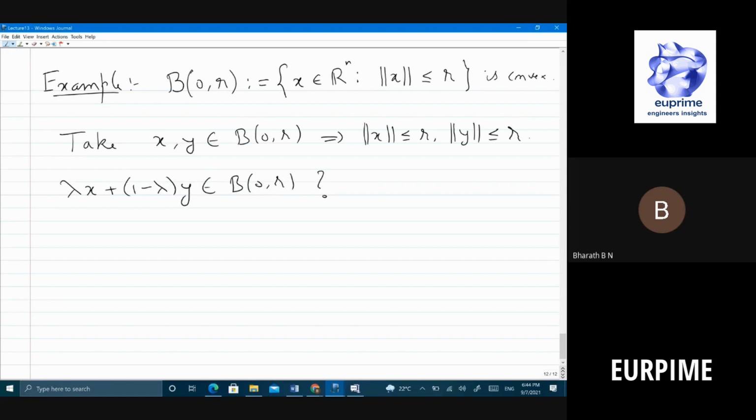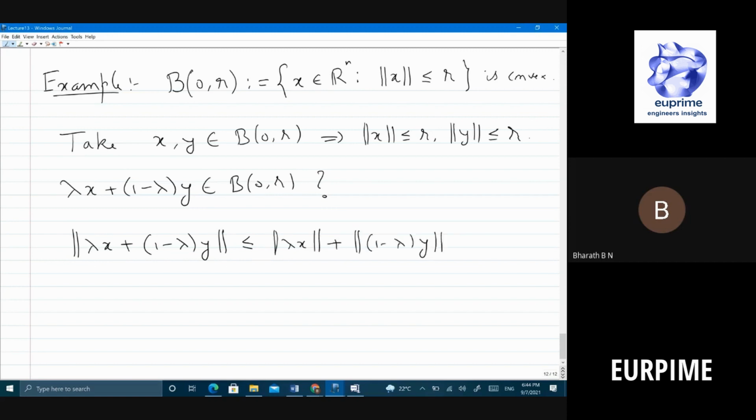So when do you say that it belongs to the ball? If the norm of that is less than or equal to r. That's what we have to verify. So we'll verify that the norm of lambda x plus 1 minus lambda y, any norm, is less than or equal to r. How should we show that? Triangle inequality, because it's true for any norm, I need not worry about which norm. So I'll have norm of x plus y is less than or equal to norm of x plus norm of y. Remember, lambda is a scalar and x is a vector.